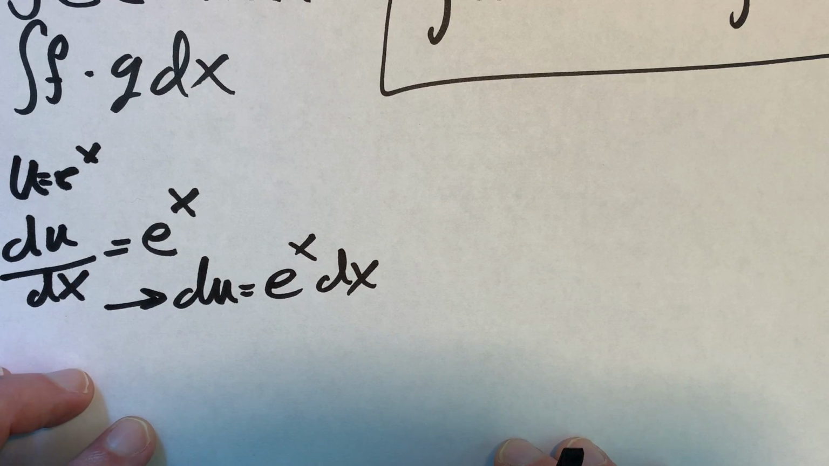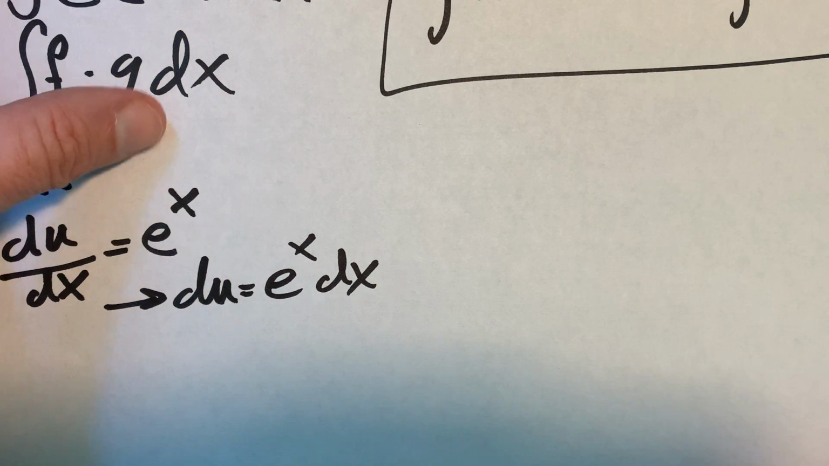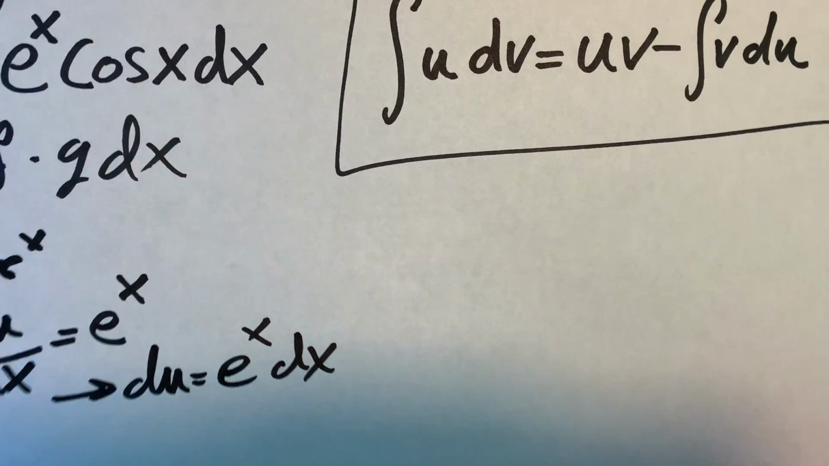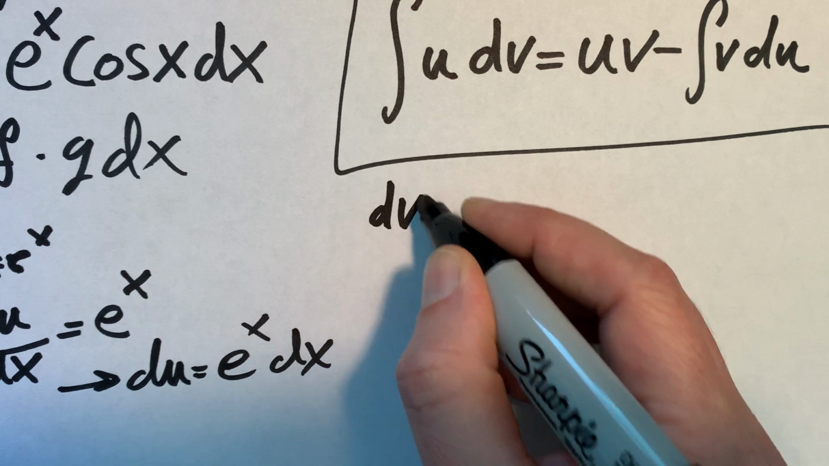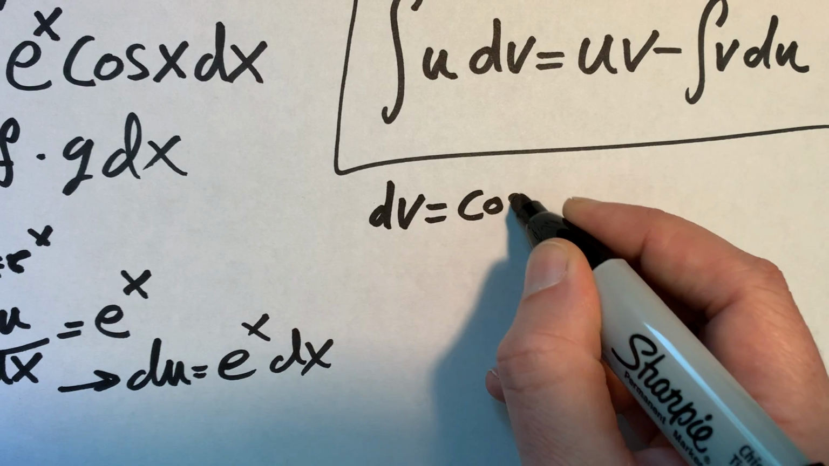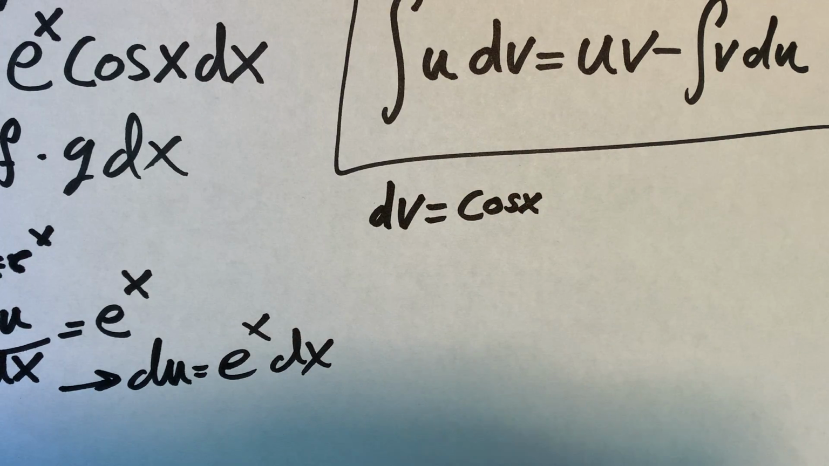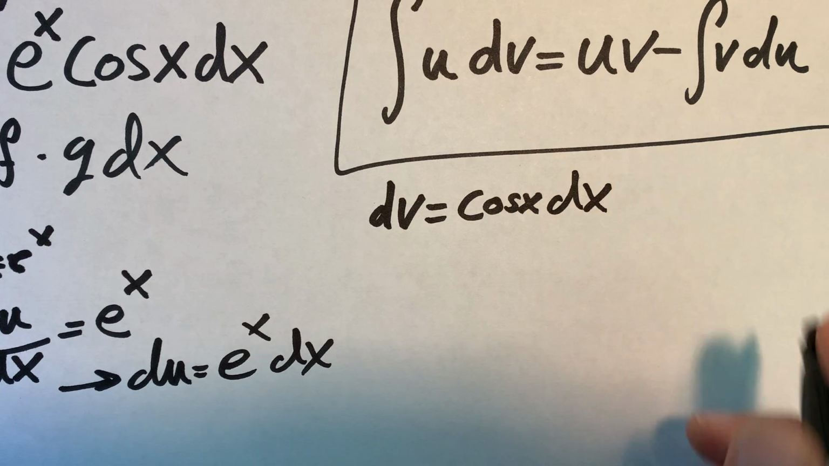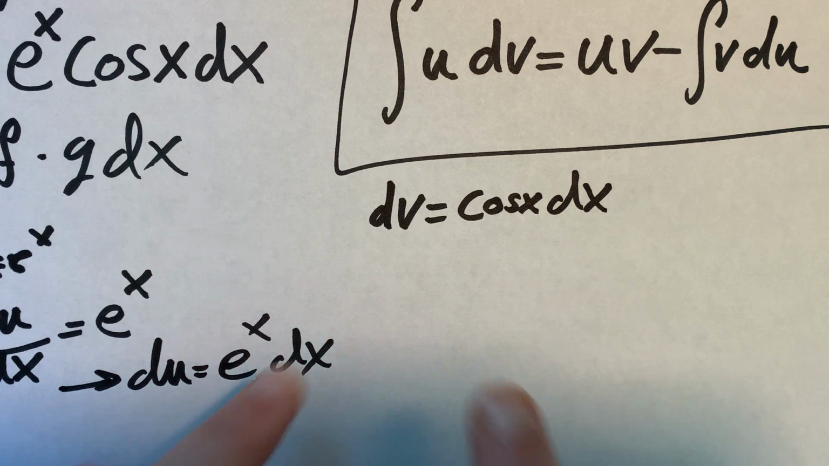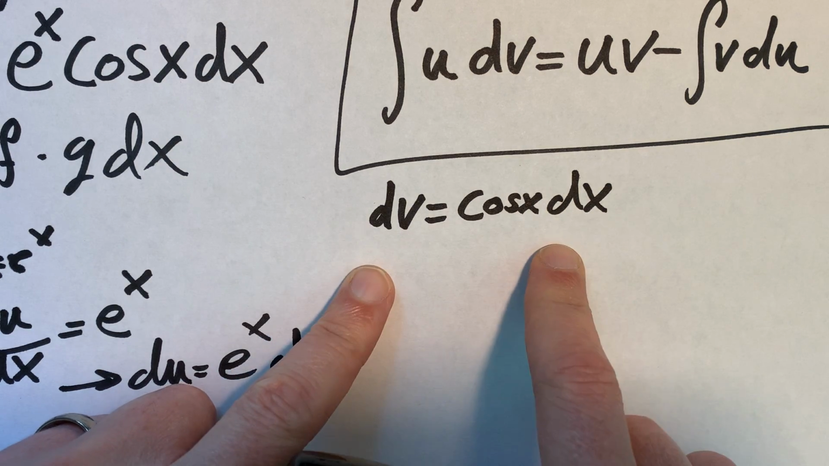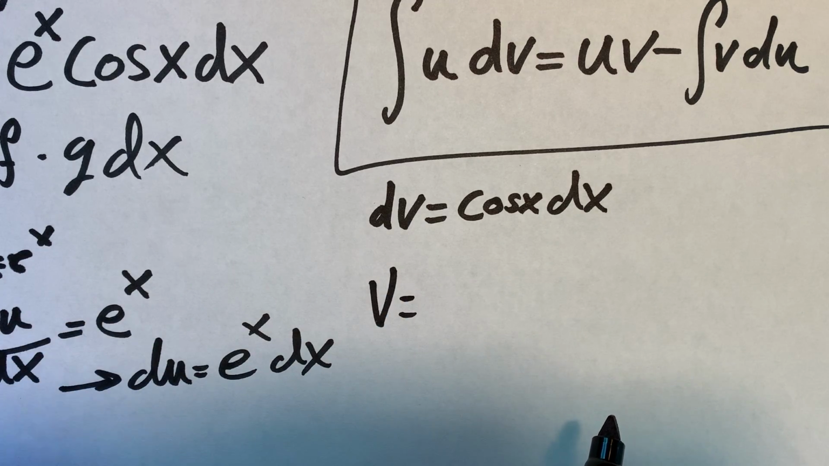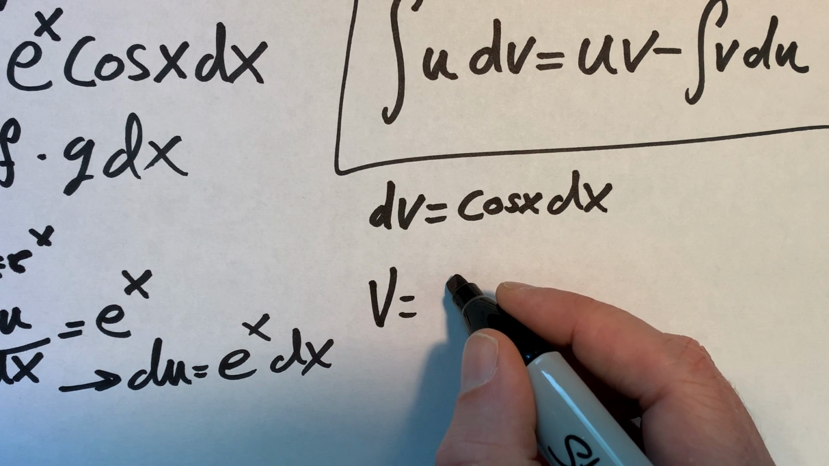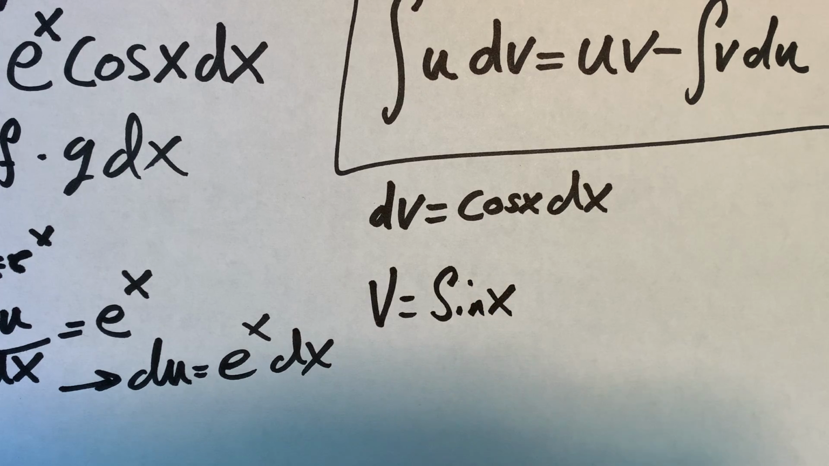Next choice is I have to figure out what am I going to choose for my dv. So I'm going to choose cosine. So I'm going to choose dv equals cosine x dx. All right. Now I'm going to integrate both sides to find v. All right, well, the derivative of sine is cosine, so that was easy enough. So v then equals sine of x.